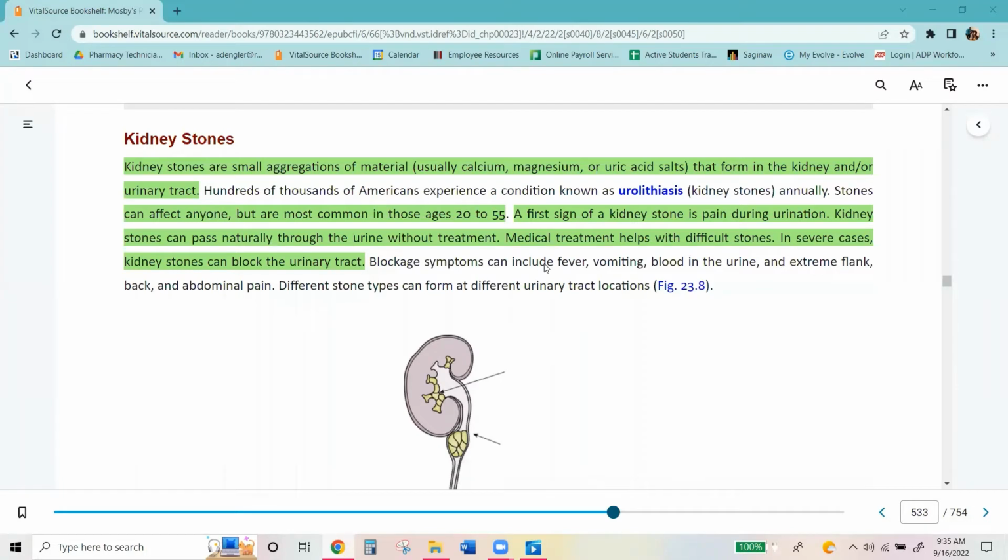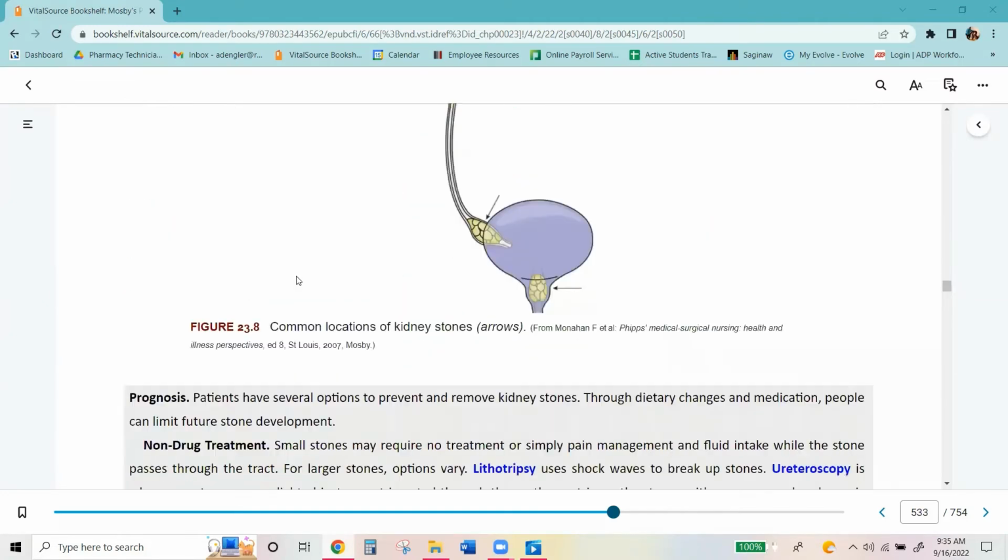A first sign of kidney stones is pain during urination. Kidney stones can pass naturally through the urine without treatment. Medical treatment helps with difficult stones. In severe cases, kidney stones can block the urinary tract.